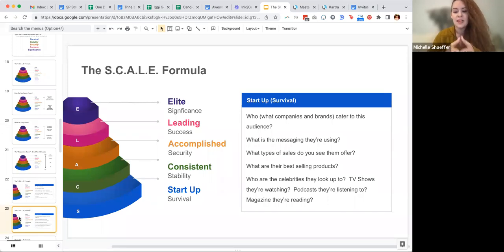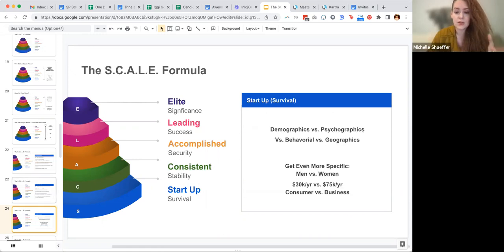As an example, you can kind of think of Walmart at this level. You see a lot of big sales, you see a lot of discounts, right? And that's something that goes along with this level. You also see the messaging they're using, it's very direct, right? So think about businesses that sell to this level.